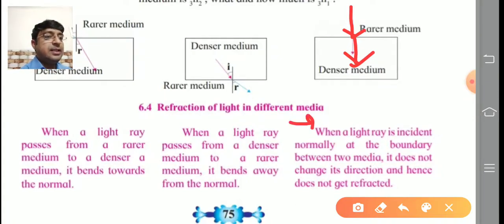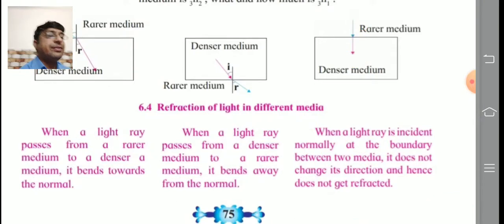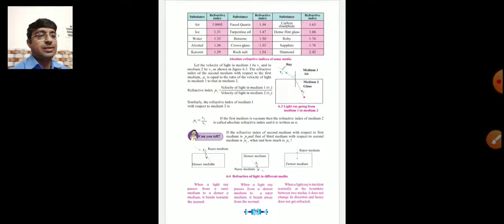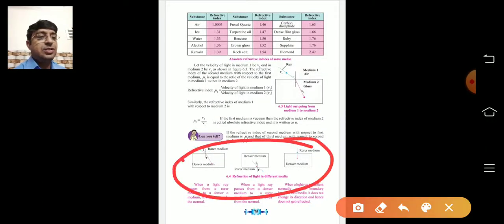So the answer is like this: when a light ray is incident normally, meaning perpendicular, at the boundary between the two media, it does not change its direction and hence does not get refracted. It passes in a straight line, so no refraction takes place. So this is a 3-mark question asked on this topic: observe the figure and write the respective rule. Next point.